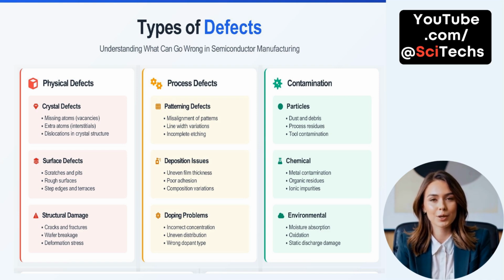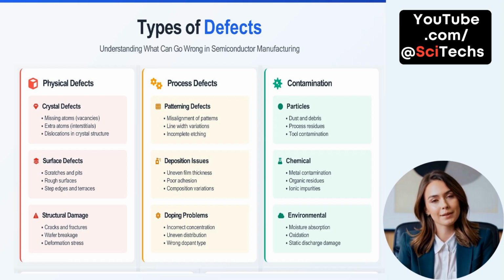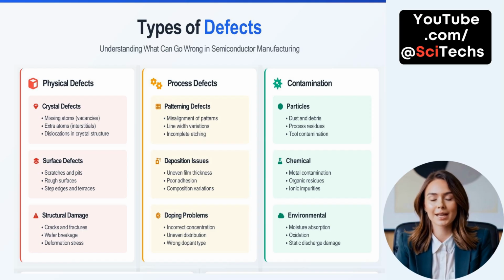Contamination types include particles, chemical, and environmental sources. Particulate contamination involves dust, debris, or residues from tools or processes. Chemical contamination includes trace metals, organic residues, and ionic impurities. Environmental issues include moisture absorption, oxidation, and damage from static electricity, all of which can compromise device reliability.